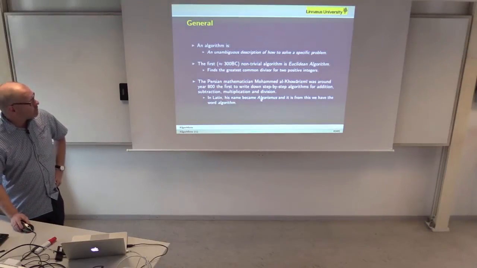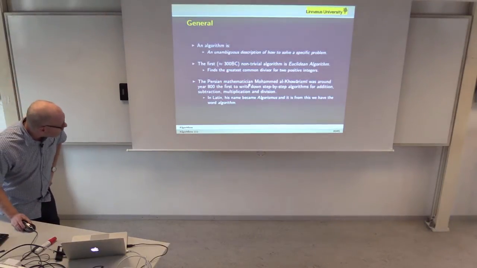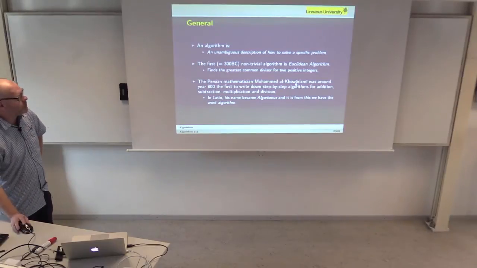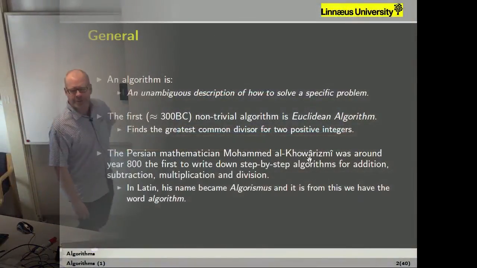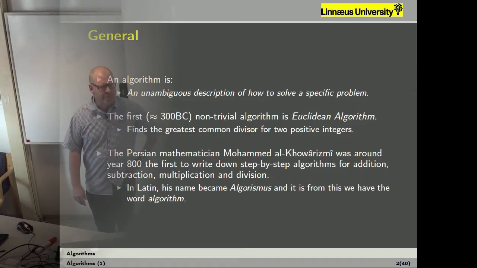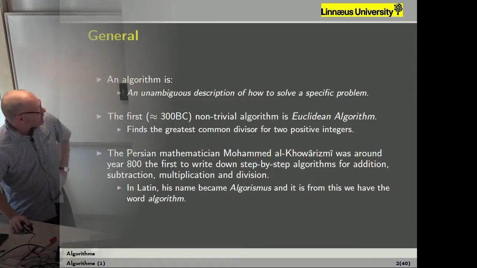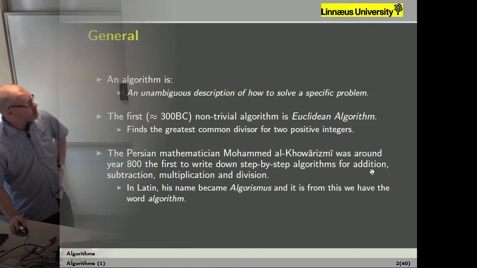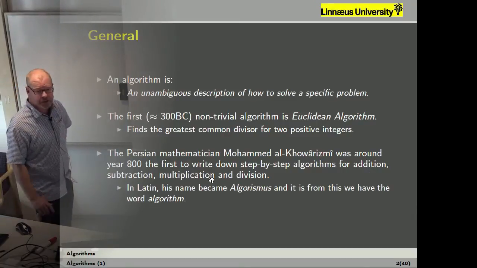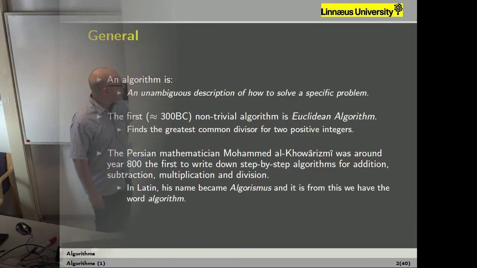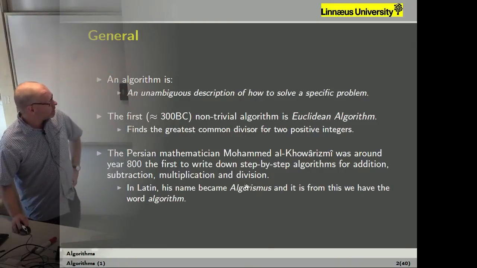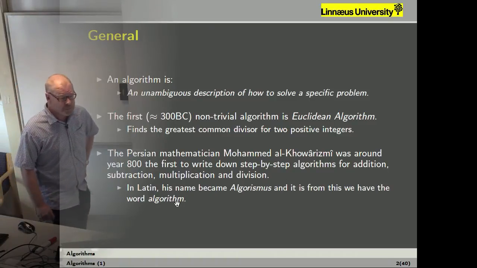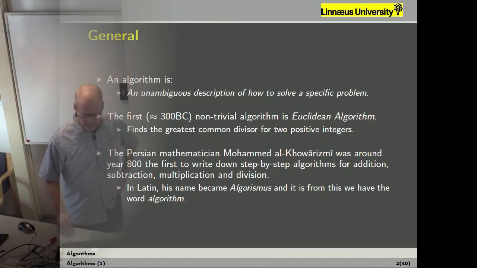The word algorithm comes from a Persian mathematician, and I don't dare to pronounce this name. Do we have anyone who wants to? Al-Khwarizmi. Okay. About the year 800, he writes down step-by-step algorithms for how to do addition, subtraction, multiplication, and division. In Latin his name became algarismus, and from this we have our word algorithm. So it's a Persian guy who has given rise to the name.